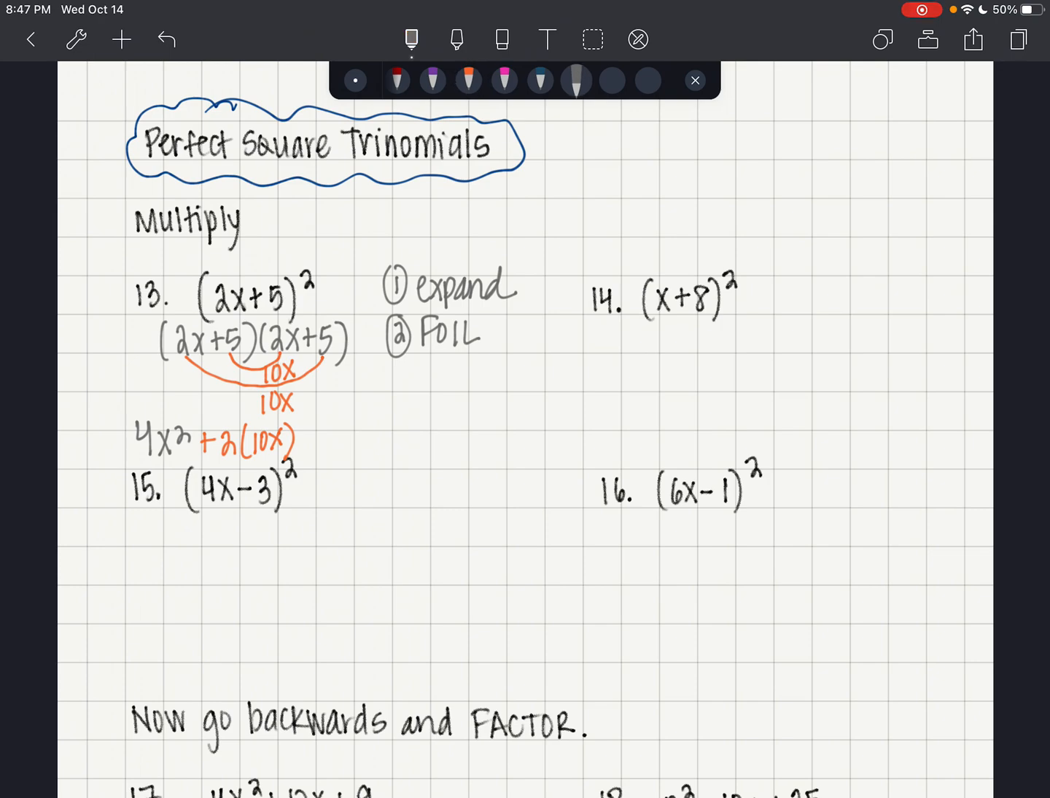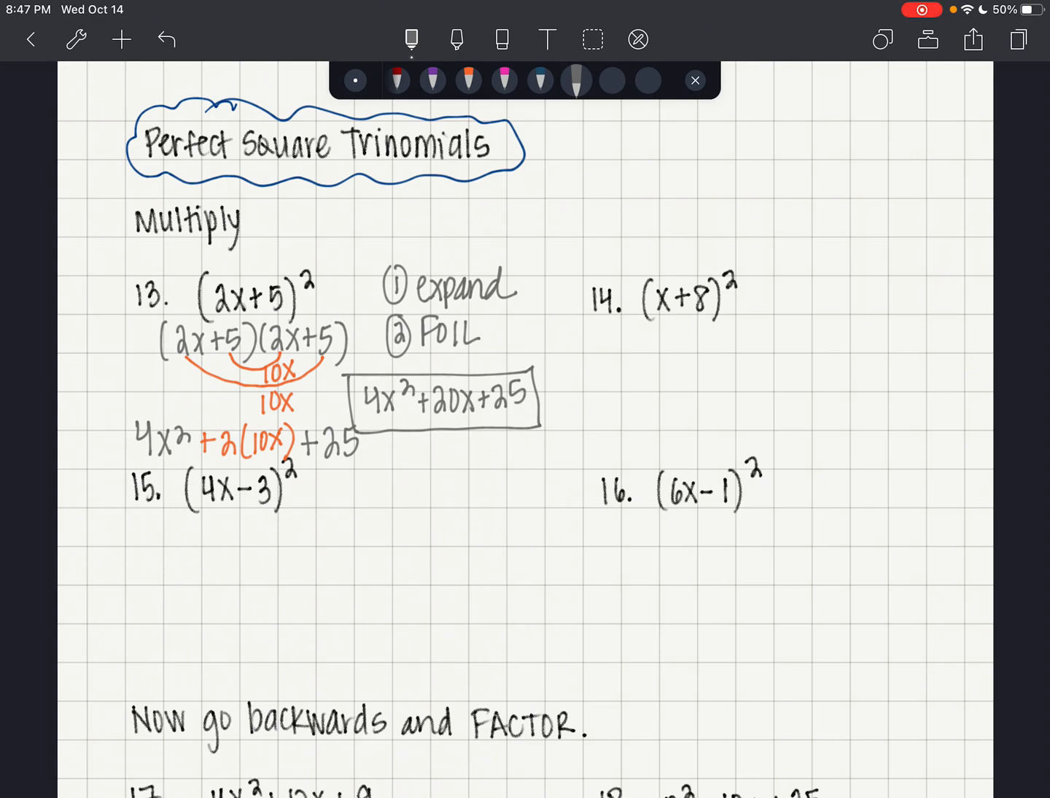That was pretty good, huh? Plus our last term, 25, because it's 5 times 5. Well, what's 10x twice? I like that I did that, and you'll see why. Plus 20x plus 25. Very cool. Let's try again.